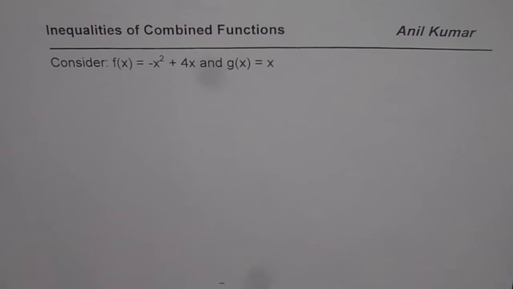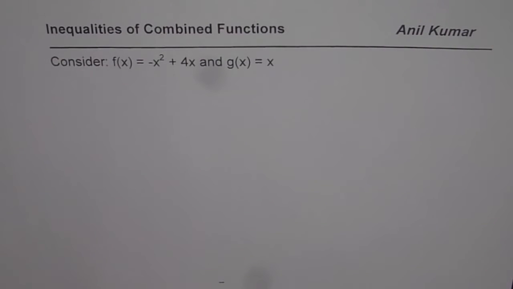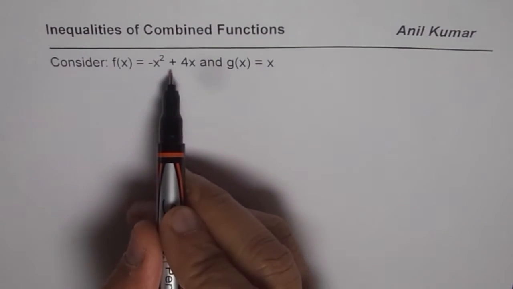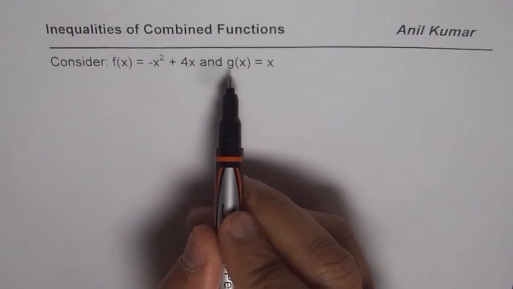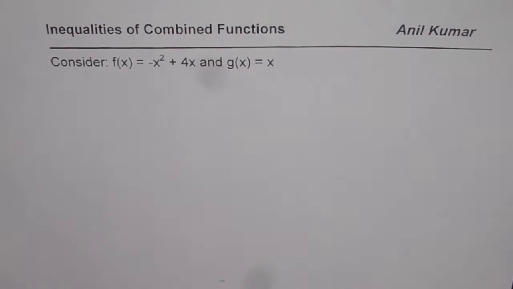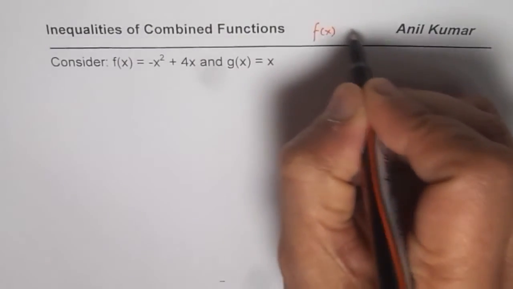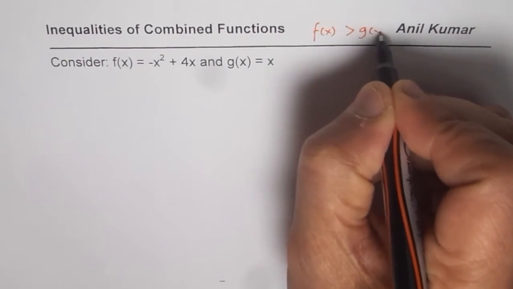I'm Anil Kumar, and in this video we'll explore how to solve inequalities of combined functions. To start with, I've taken a very simple example. We'll consider functions f of x equals minus x squared plus 4x and g of x equals x, a parabola opening downwards and a straight line. So in this example, we'll try to solve for f of x greater than g of x.